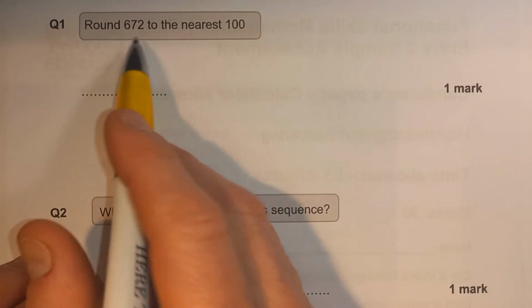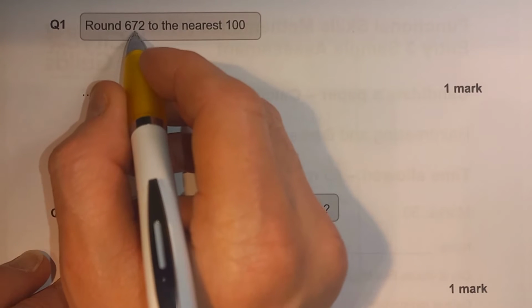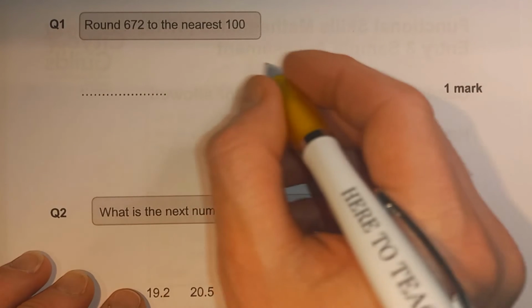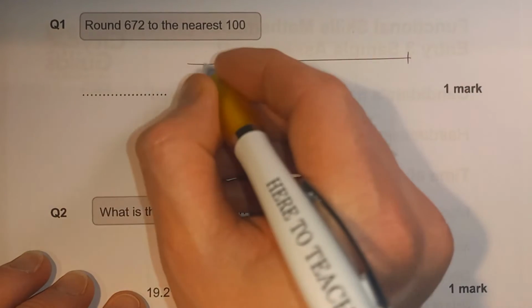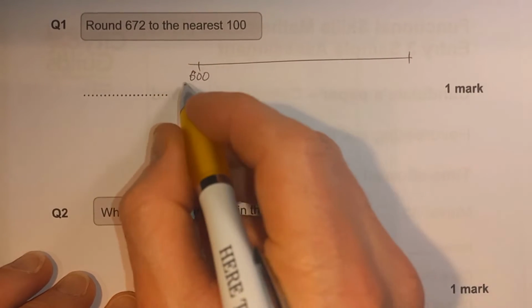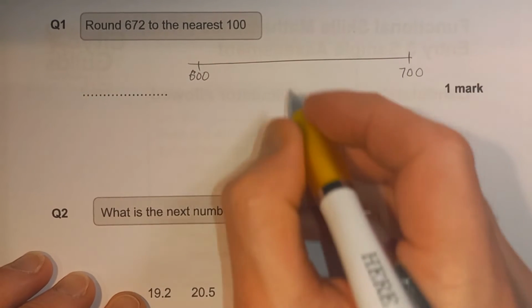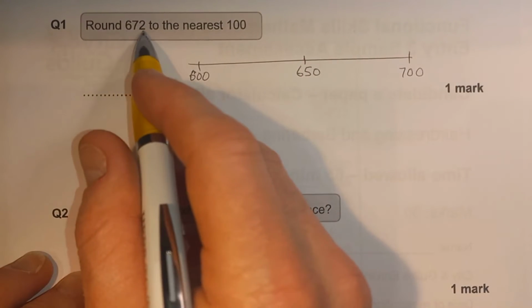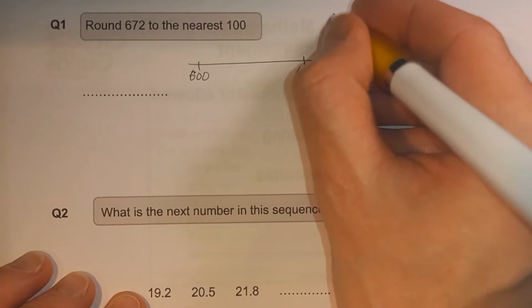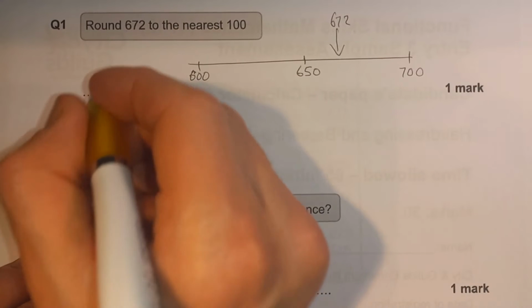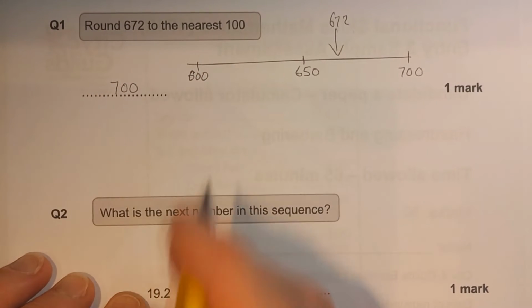So you can think about, it's hundreds, so I'm going to look at the digit after the hundreds and see whether it's more or less than 5. Or you can, I think more straightforward, just say, well, we've got 672. Well, the 100 below it would be 600, and the 100 above it would be 700. And right in the middle would be 650. So 672 is going to be somewhere in here. Basically, it's going to be to the right of 650. So it's going to be closer to 700 than it is to 600.